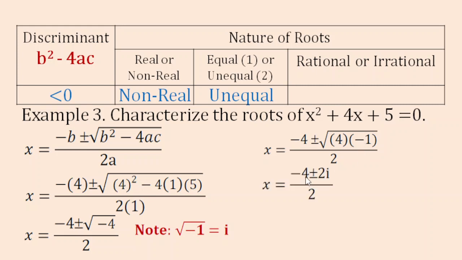So, we have negative 4 plus and minus 2i. Okay, dividing the numerator by the denominator, we have this, negative 2 plus and minus i. To find the first root, we use the plus sign, negative 2 plus i. And the second root, negative 2 minus i.